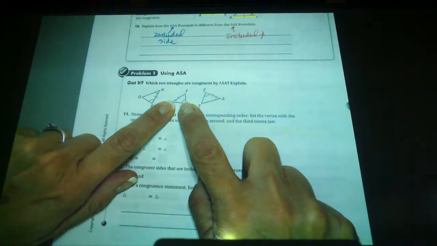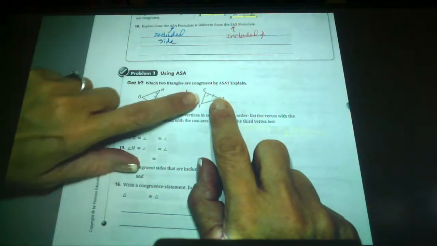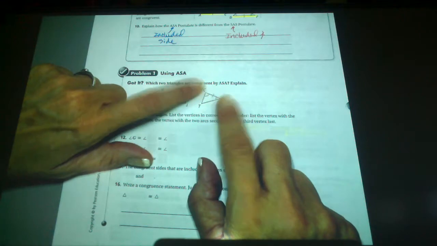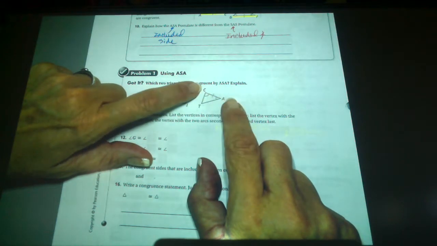So which two triangles, problem one, are congruent by ASA? So look at this triangle. ASA means it has an included side, and two angles and a side. We have two angles and a side. Is that side in between the two angles? Here's my two angles. That side is in between. So this is ASA. Here's my two angles here. Is that side in between? Nope. Here's my two angles here. Is that side in between my angles? Sure it is. Right? So that means that this triangle here and this triangle here are congruent by ASA.